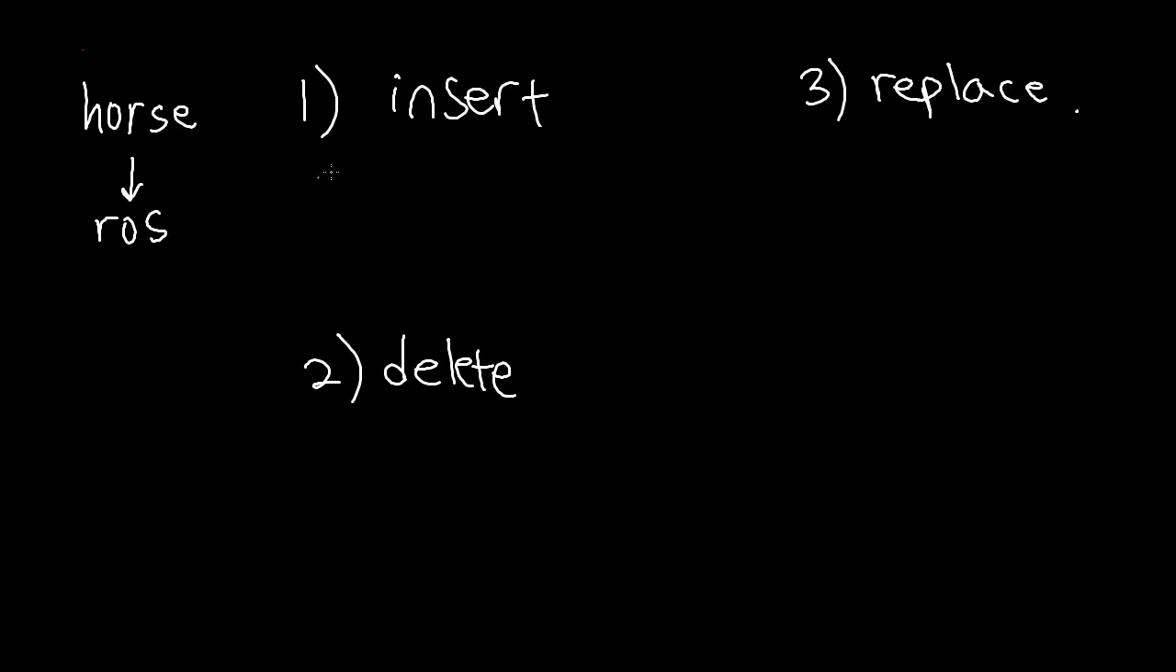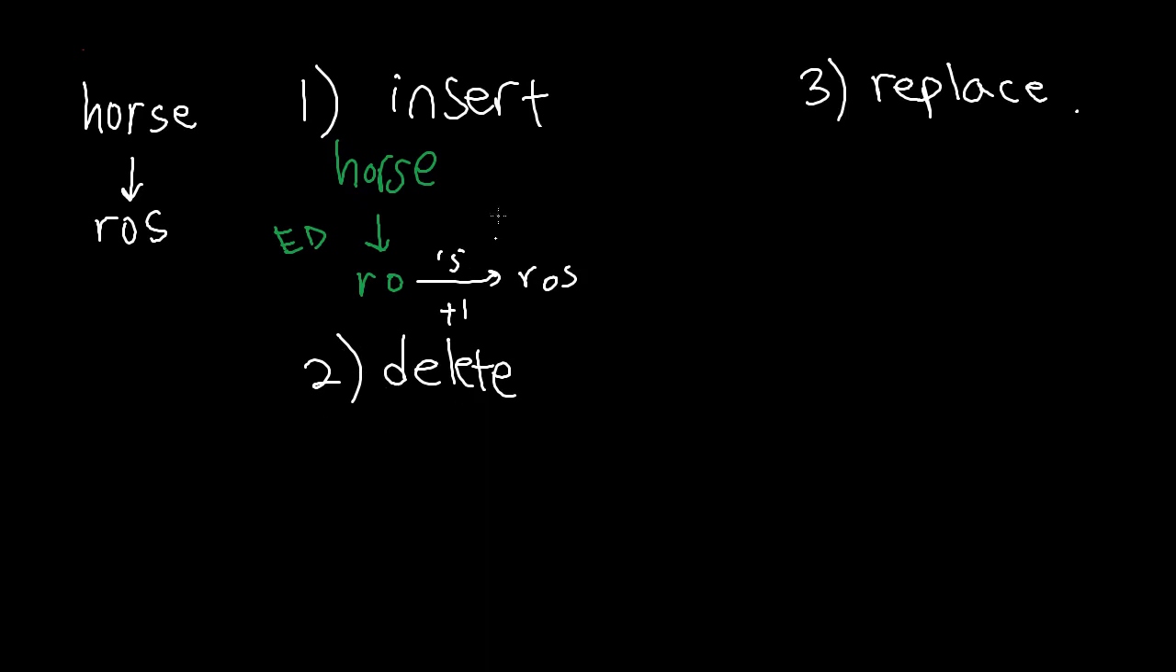So in the first case, we have insert. So with insert, what we have is we know the subproblem of how to go from horse into row. So there's some edit distance of going from horse to row. And then all we have to do here is we just have to insert an s at the very end to get Ross. So we plus 1 here. And there it is, there's the solution.